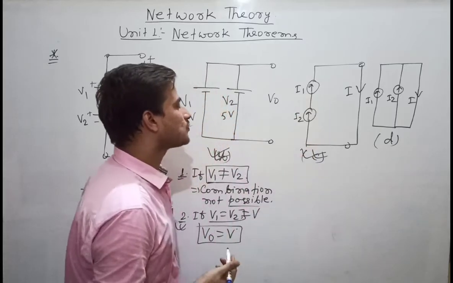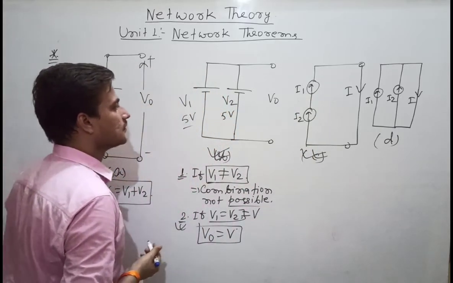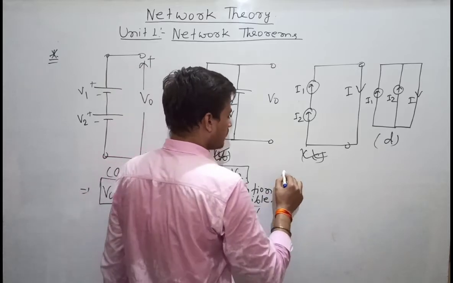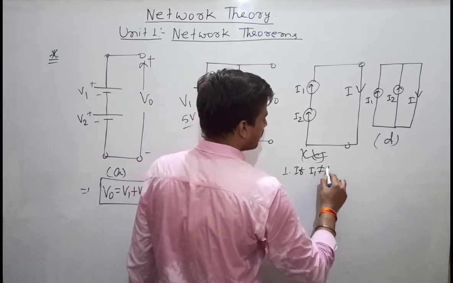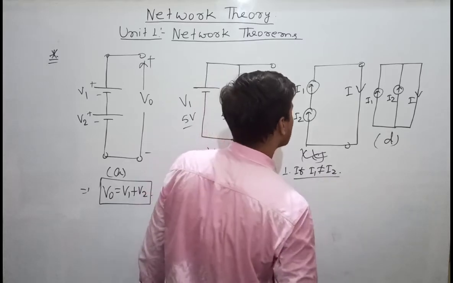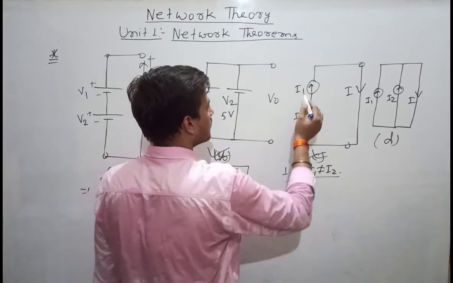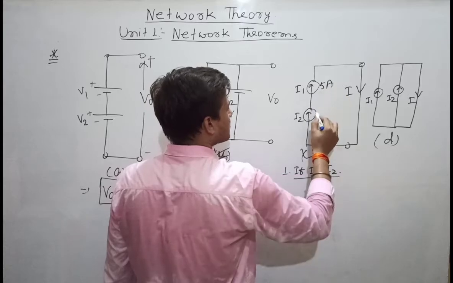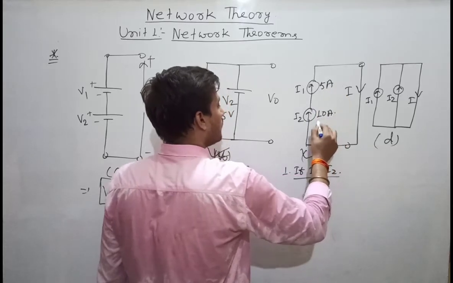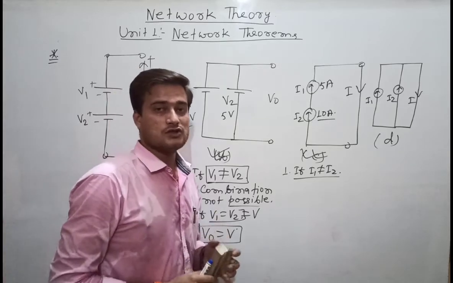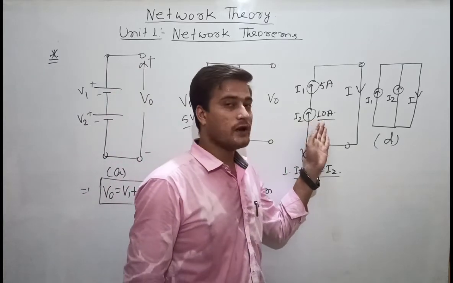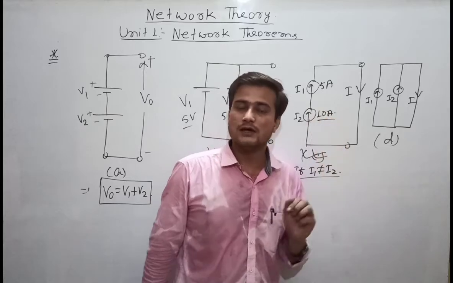Next, come to this one. These two current sources are connected in series. Clear? So here again, first condition, if I1 is not equal to I2, what does it mean? Suppose this current is 5 ampere, this current is 10 ampere. Now what is the job of an ideal current source? The job of an ideal current source is to maintain the constant current in the circuit.